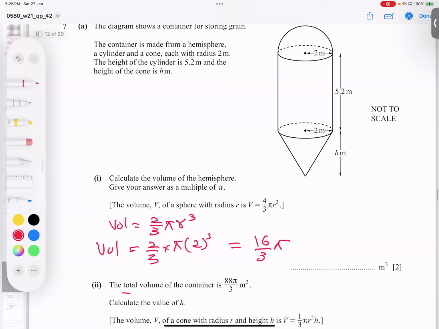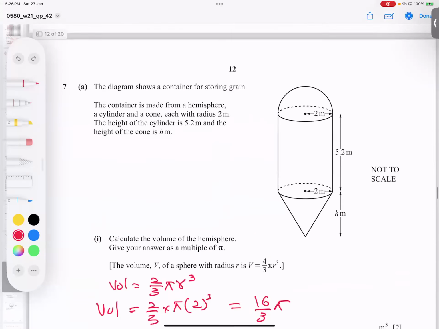He's saying the volume of the whole container, the whole object, is 88 pi/3, in terms of pi, he has given us. Okay, fine. All right, he said find the height of what? Because the height of the cone is missing, the height of the cylinder is given. So let's try to solve it. First of all, the cylinder volume.